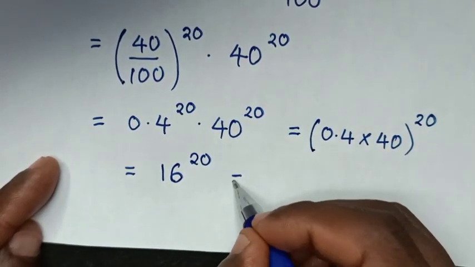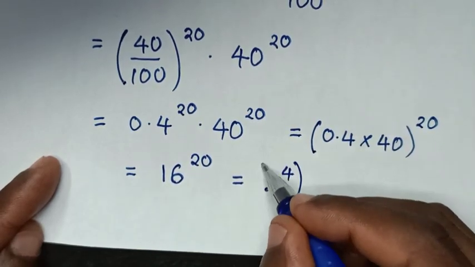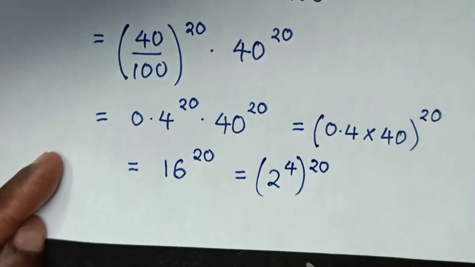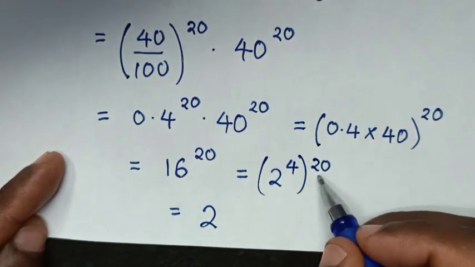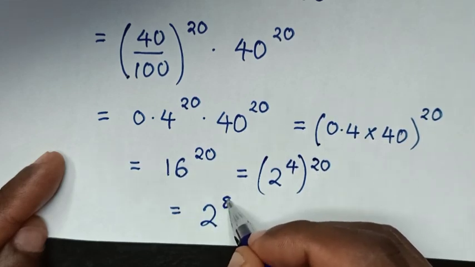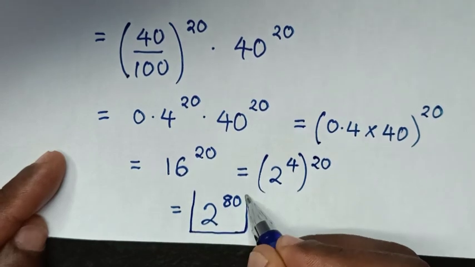So it will be equal to 16 is 2 power 4, then bracket power of 20. So it will be equal to 2 power of 4 times 20, which is power of 80. Therefore, this is our final answer.